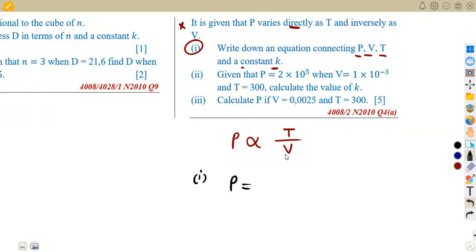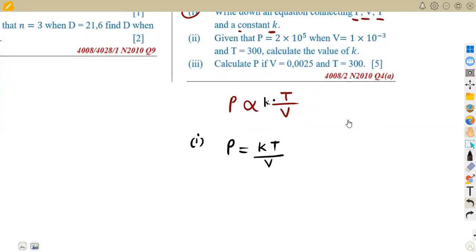So P is equal to, we introduce the constant to multiply. So it's going to be KT over V. So the constant always on top, like I say, the constant, make sure that you write it on top. So that was the information.